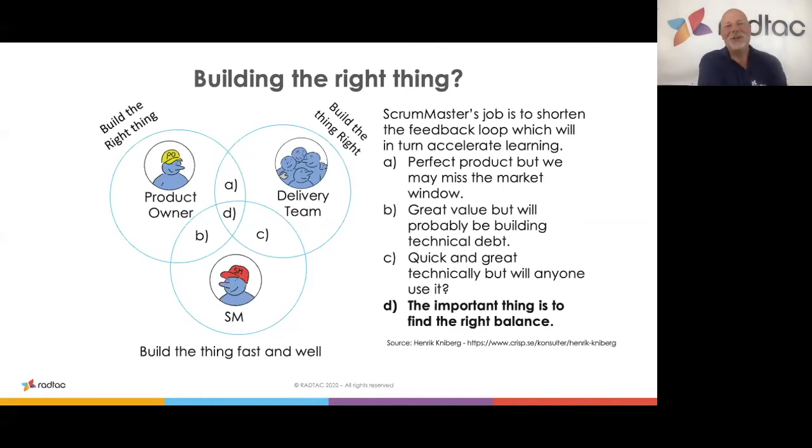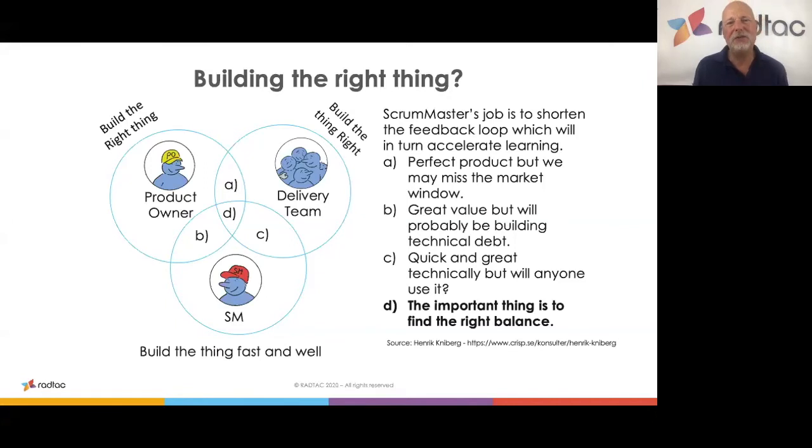So at the end of the day, there's three main roles in Scrum. Scrum Master, Product Owner, Development Team. So broadly, what do these roles do? Well, the Product Owner is about building the right thing. So as the name suggests, Product Owner, the person who owns the product. So they're about building the right thing and building the thing in the right order. Delivery Team, they're about building the thing right.